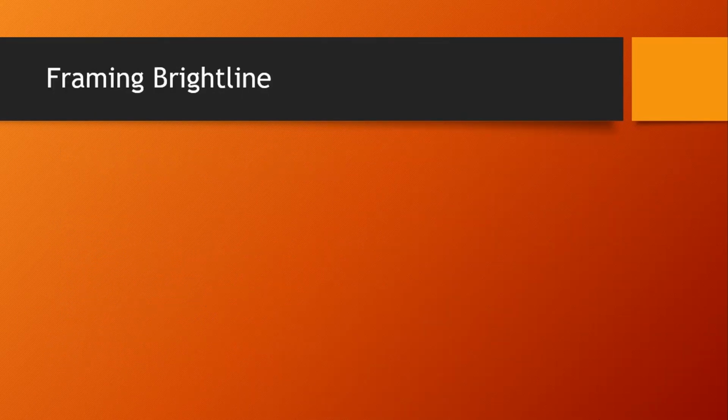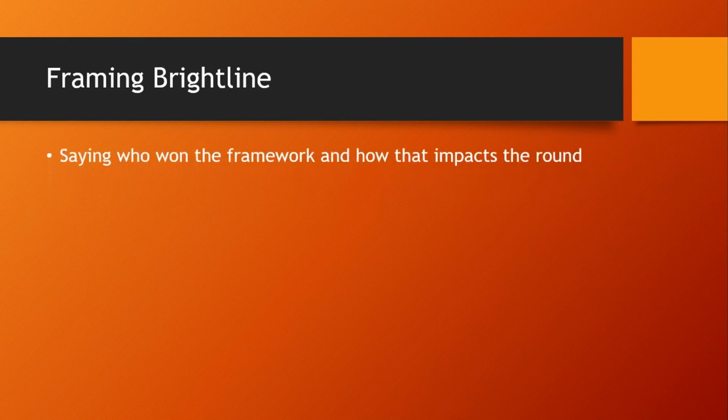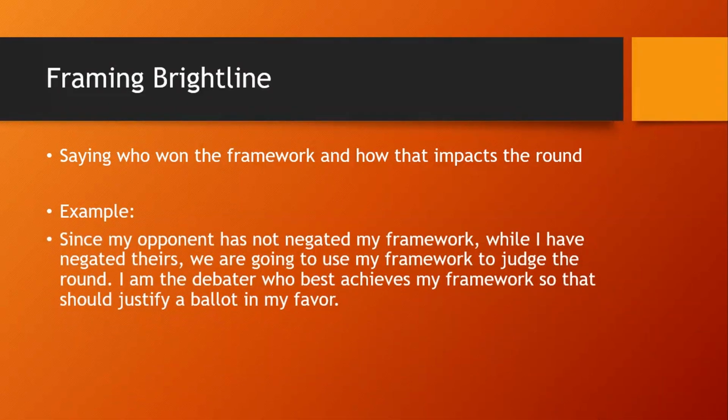All right, the next thing is the framing bright line. You want to talk about who wins the framework, how winning the framework impacts the round, and how winning a framework helps impact winning the debate in general. An example would be: since my opponent has not negated my framework, while I have negated theirs, we need to use my framework to judge the round, and I'm the debater who best achieves my framework, so that should justify a ballot in my favor. Saying, okay, since I win the framework and I achieve the framework the best, we should use my framework to show that that is the thing that we should best figure out to achieve in this round. Since I'm the one who does that, you're voting for me.